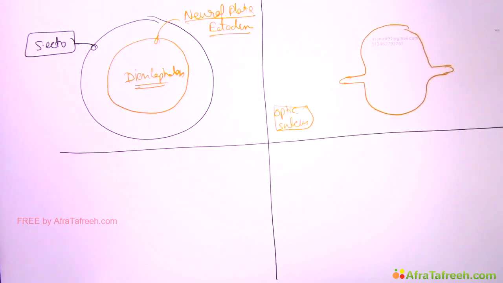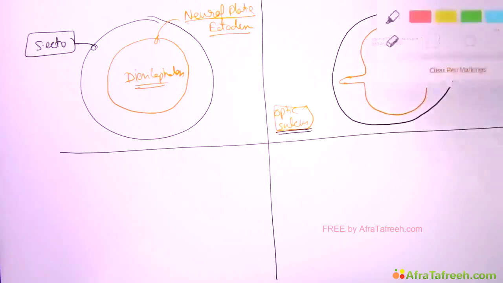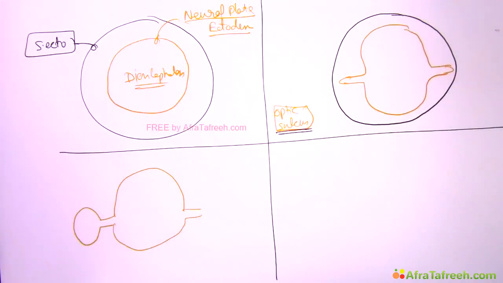And what is this optic sulcus, optic groove, covered by? It is covered by surface ectoderm. Then what is happening next after forming the optic sulcus? It will become the optic vesicle. Can I see the optic vesicle now? Yes, you can see the diencephalon part of the brain forming the optic vesicle on both sides.